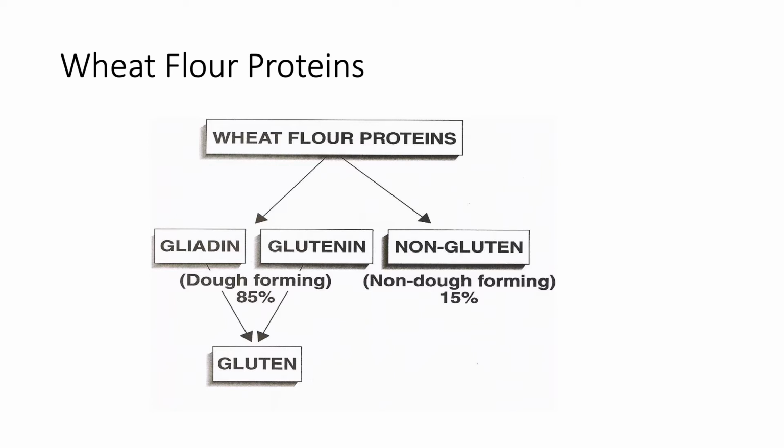So this is a little graph showing you the basic kinds of proteins in wheat flour. You see the two proteins that form gluten in there, gliadin and glutenin, and that forms about 85% of the protein in flour. There are also other proteins in flour, but a less significant percentage, like 15% or so. And the gluten is the one that forms the dough, which is what you need for a bread or anything like that.